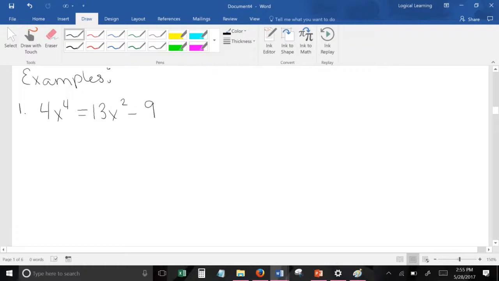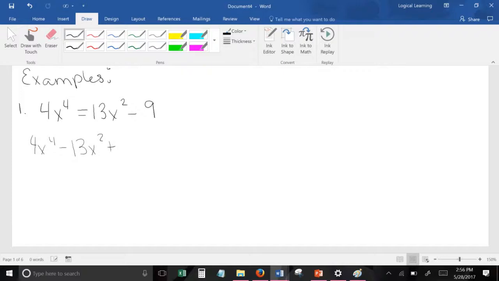4x to the fourth equals 13x squared minus 9. So the first thing we want to do is put everything to one side. So we'll have 4x to the fourth. We'll subtract 13x squared from each side and add 9 to each side. And we'll get 4x to the fourth minus 13x squared plus 9 equals 0.